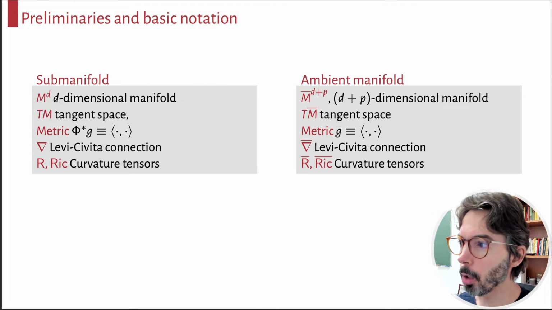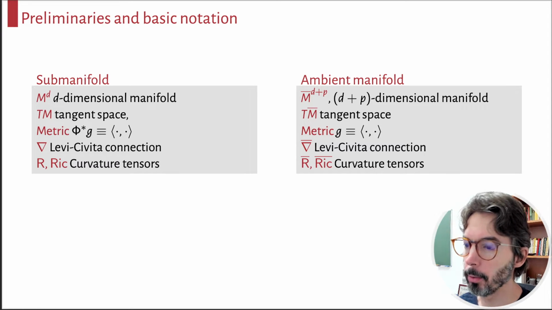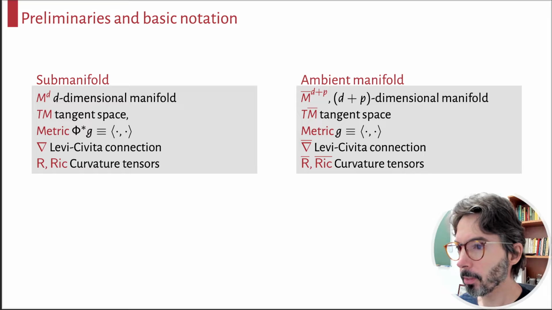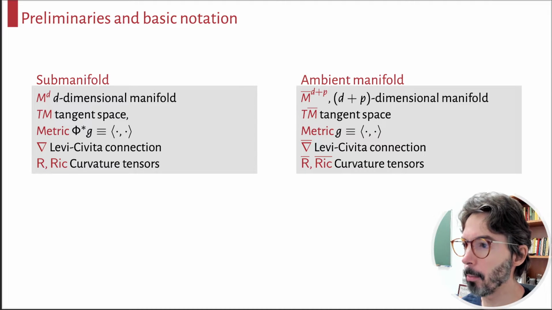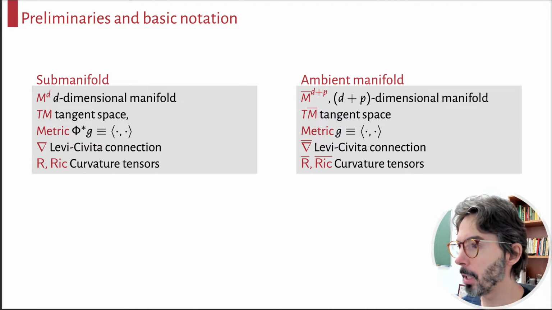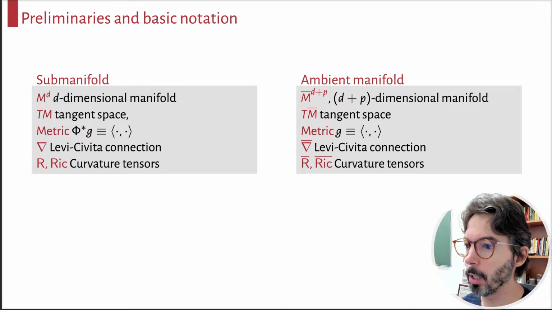So through all the talk, we will study submanifolds of an ambient manifold. So I will denote with an overline everything that is related with the ambient manifold. So the ambient manifold itself is M bar, the tangent space, the metric, the Levi-Civita connection, and the curvature tensors. On the other hand, everything which is related to a submanifold will be denoted without the bar. Okay, so we've got the dimensional manifold M, its tangent space, the metric, the Levi-Civita connection, and the curvature tensors.